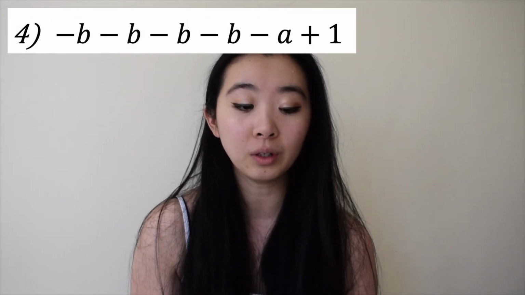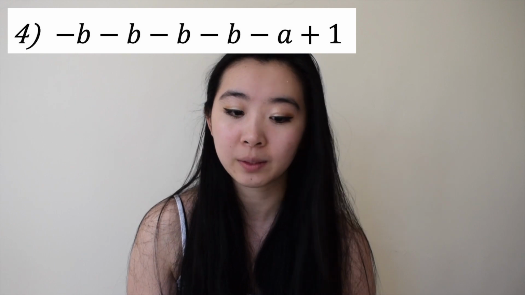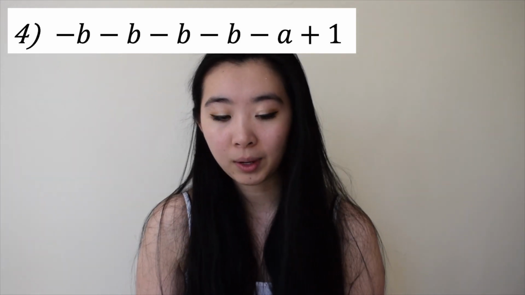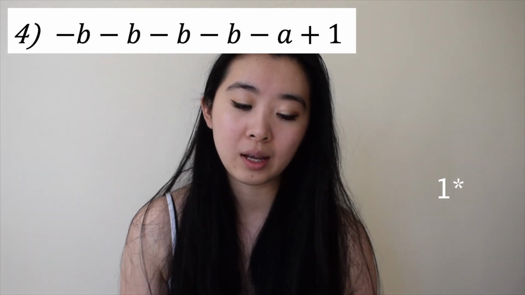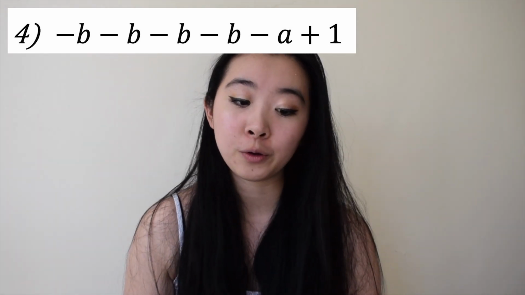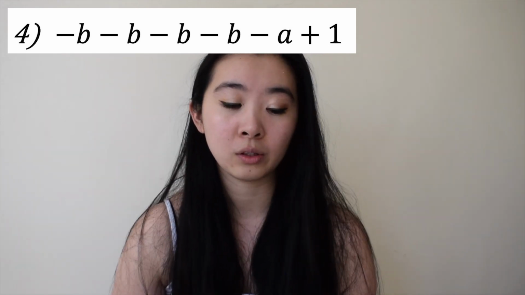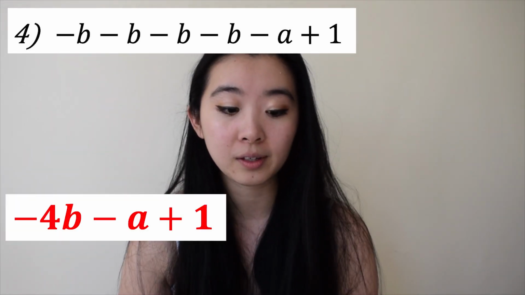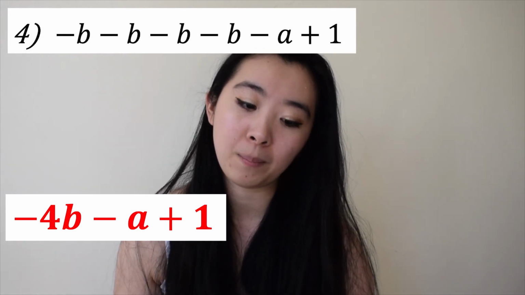For question 4, we have minus b, subtract b, subtract b, subtract b, subtract a, and then plus a. So because all the b's are the same term, it's essentially the same as saying if I owe you a banana and I owe you another banana and I owe you that 4 times, in total I'm going to owe you 4 bananas. It will just be the same as minus 4b minus a plus 1.